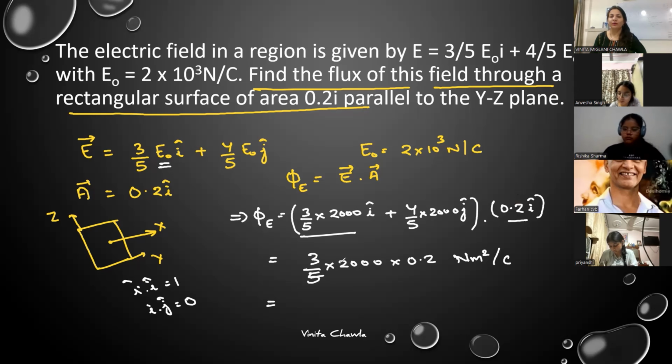5 ones are 5, 5 fours are 20. We get 400 here. So 4 threes are 12. And we can write 10 here. We can cancel this 0. So you get 4 threes are 12, 2s are 24, and 240. 240 Newton meter square per coulomb is the answer.